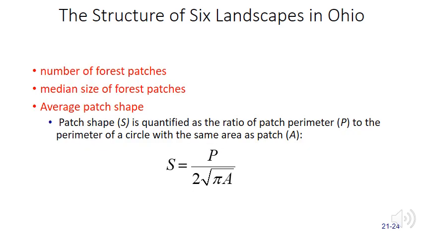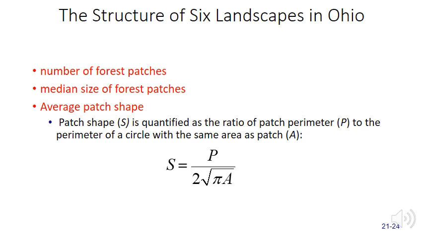Other ways you might quantify landscape structure in this case is to look at the number of different forest patches within each region, the median size of forest patches within each region. And another thing that Bowen and Burgess looked at was average patch shape. So the way they quantified patch shape was to look at the ratio of the patch perimeter to the perimeter of a circle with the same area of the patch. So what they're looking at is to what extent does the shape of each patch deviate from a perfect circle.